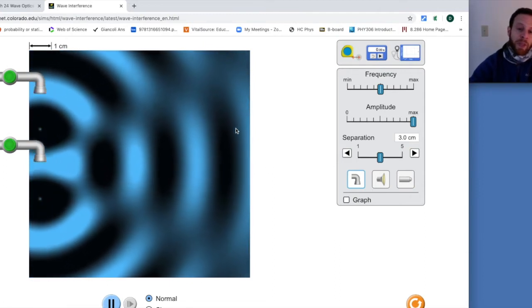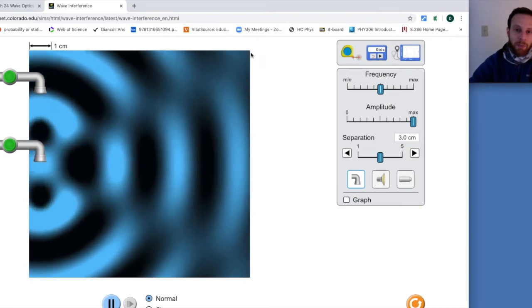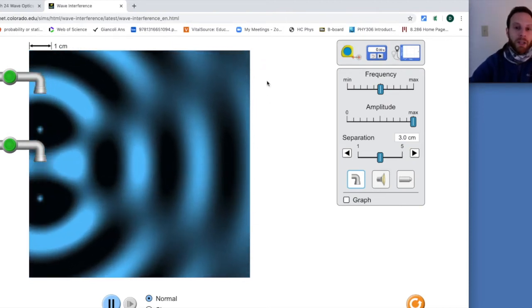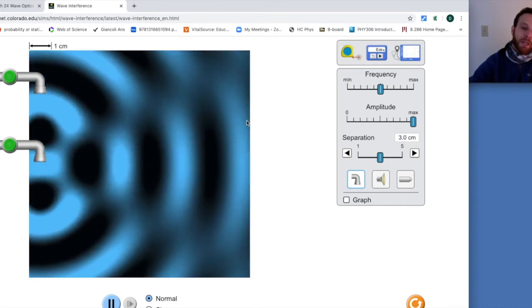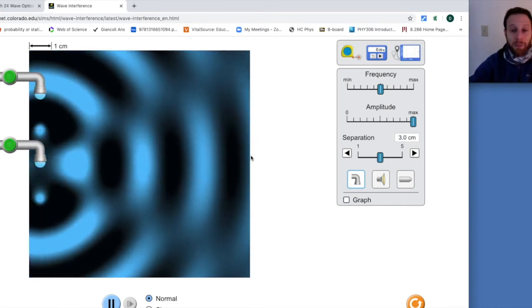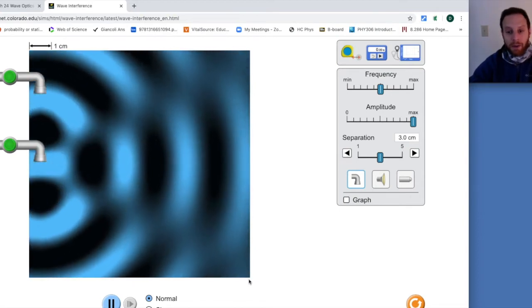You can imagine that if this represented sound waves and you were walking along from this part of the room to the bottom, you would notice that there would be no sound over here. It would get louder and louder, the loudest part of the sound would be in the middle, and then it would get weaker and weaker, and then louder and louder again.